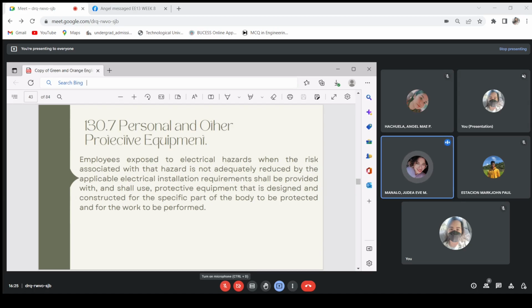It's really important to avoid getting sick, so that the next day we can still come to work healthy and with good performance when we wear PPE. So, employees exposed to electrical hazards, when the risk associated with the hazard is not adequately reduced by the applicable electrical installation requirements, shall be provided with and shall use protective equipment that is designed and constructed for the specific part of the body to protect it and for the work to be performed. So we always need to wear PPEs to lessen the hazard, since we are dealing with explosives and especially electrical installations. So next slide.